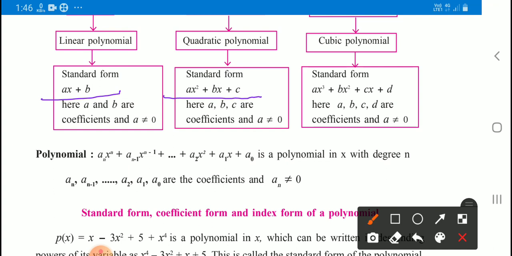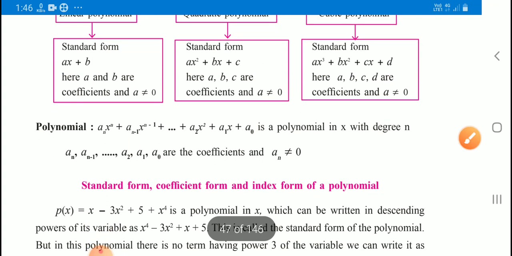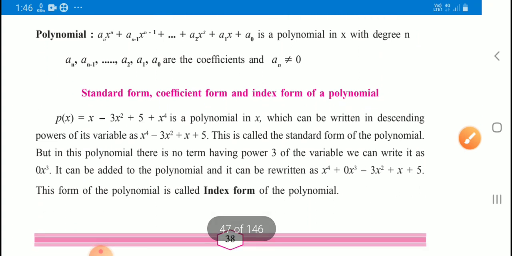Then the cubic polynomial with degree 3, that is known as cubic polynomial. The standard form of cubic polynomial is ax cube plus bx square plus cx plus d. Here a, b, c, d are coefficients, and here also the condition is a should not be 0, means the first term should not be 0. These are the standard forms of the polynomials.